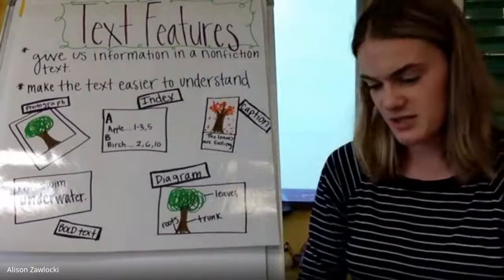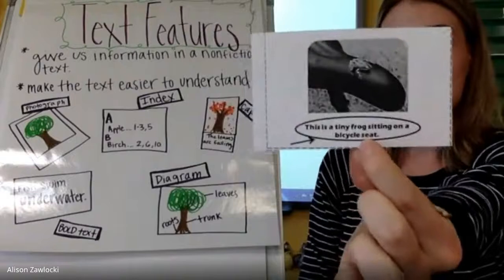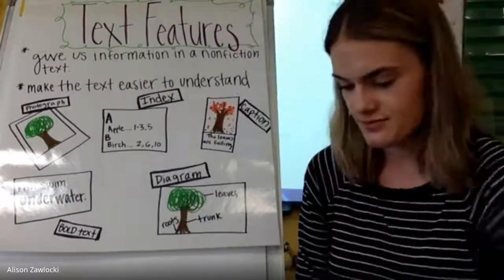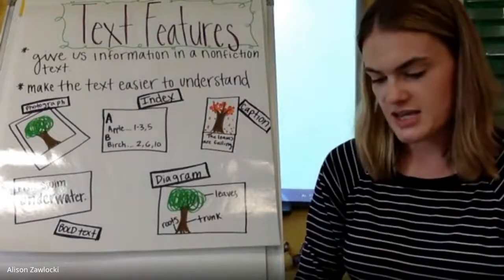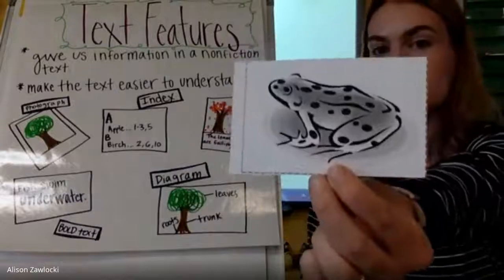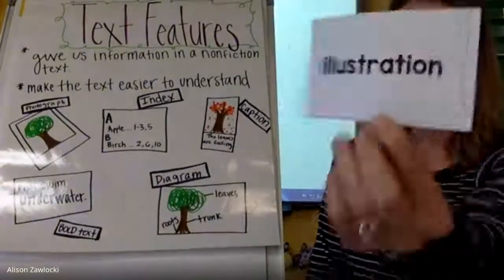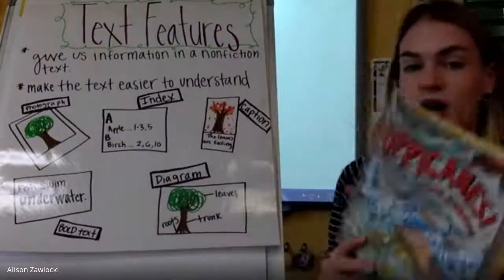Very good. What about this one? It has some words or a sentence that tells you more about the picture you're looking at. What's that called? Very good. That's a caption. What about this? It is either a drawing or a digital picture. Very good. That's called an illustration. So we had illustrations or drawings in this.